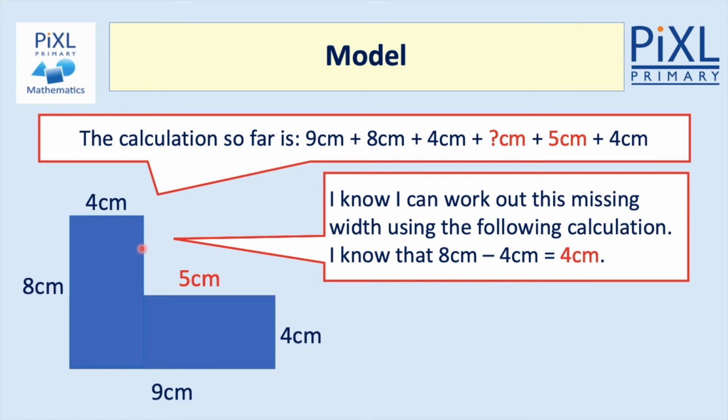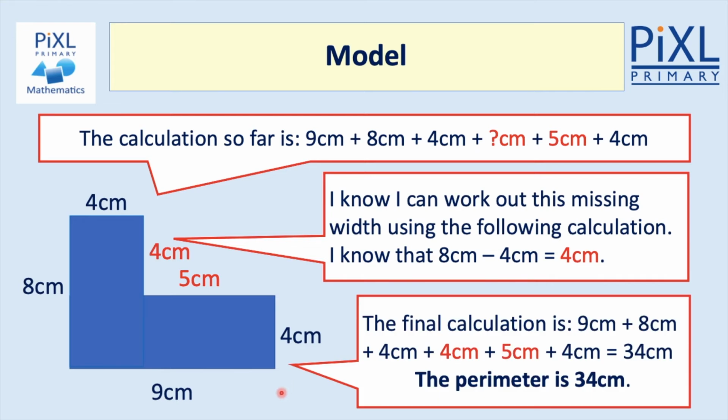And again, we know that from top to bottom it is 8 centimetres because it's the same here, top to bottom, 8 centimetres. And we know that this section here is 4 centimetres because it's 4 centimetres here. So we just need to find out this missing section here. And as it says, 8 centimetres take away 4 centimetres equals 4 centimetres.